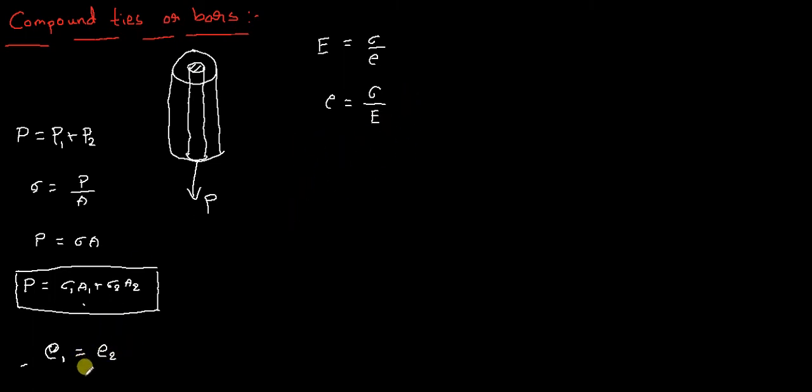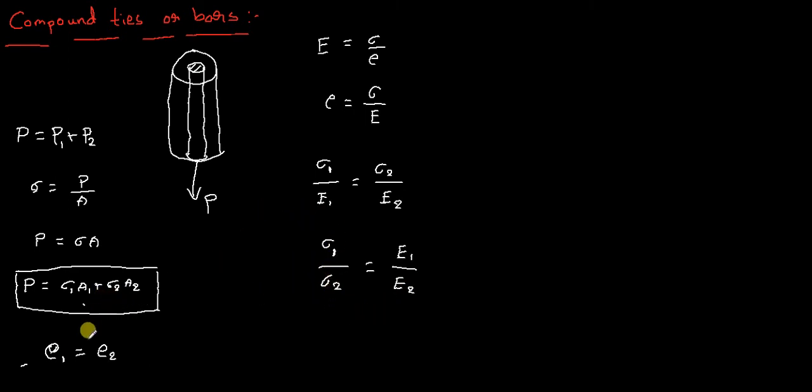So from this strain equality statement for the compound bar, it can be written as sigma 1 by E1 is equal to sigma 2 by E2. This is another relation we can write for the compound bar. Similarly, we can write sigma 1 by sigma 2, that is the stress induced in one material divided by the stress induced in the second material, is equal to the ratio of Young's modulus values of the two materials of which this compound bar is made up.